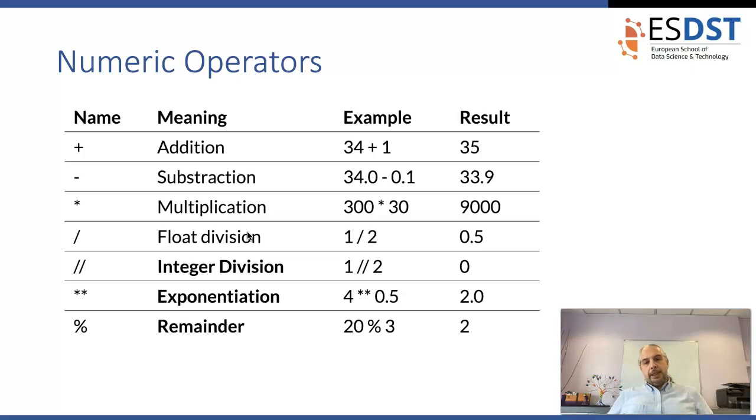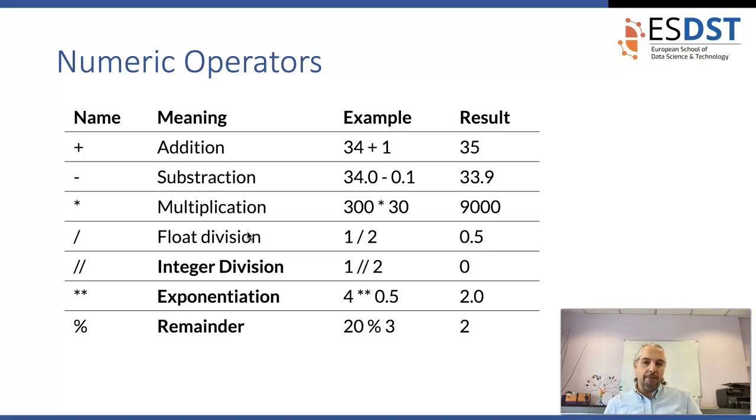The 2 asterisks are used as the exponentiation operator. So 4 to the power of 0.5, just going back and reminding you quickly of maths, this means the square root of 4. So the result is 2. So with the exponentiation operator, we can do square roots, cube roots, and other things if we want to.